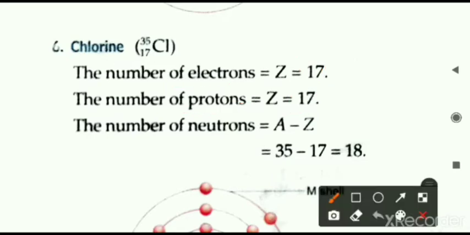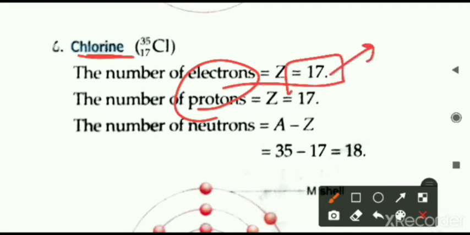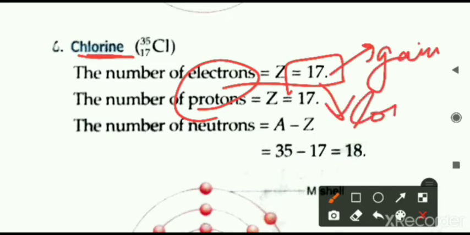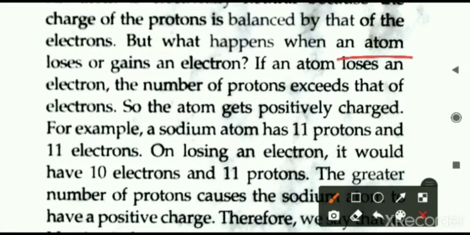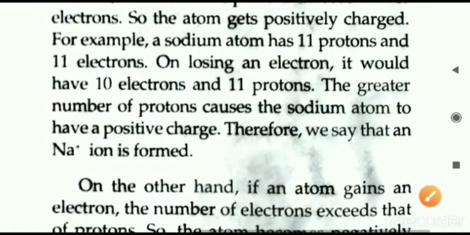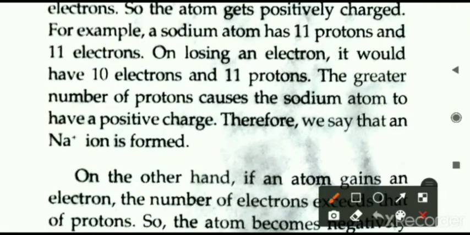But in the case of a normal atom, what can happen? The number of electrons may increase or it may decrease. That means there may be a gain of electrons or a loss of electrons. If there is a gain of electrons, it is an addition, so the number of electrons increases. Opposite, a loss of electrons means it decreases. If atoms lose or gain electrons, there will be a change in the number of protons relative to electrons. So in the case of losing electrons, one example we will see is the sodium atom. It has 11 protons, 11 electrons.